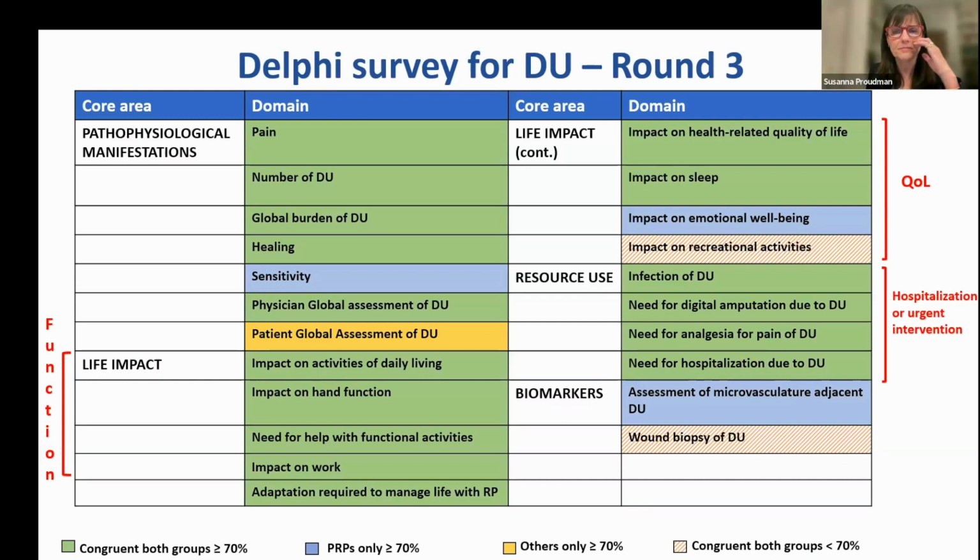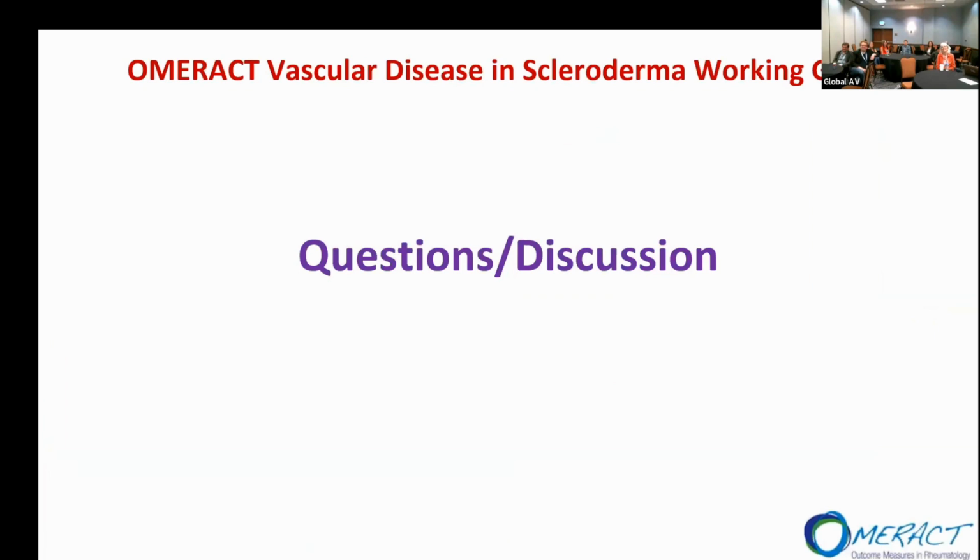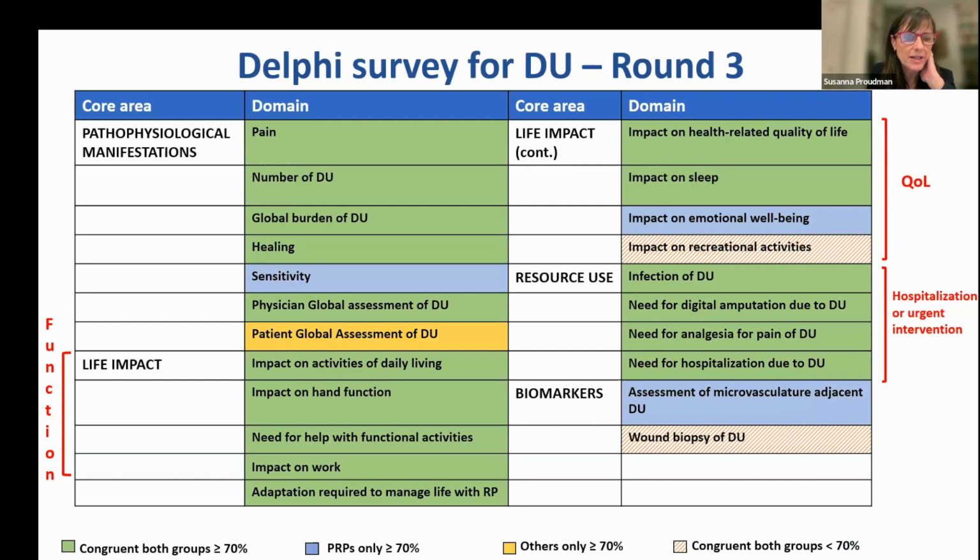But I'm going to move us on because we now come to our draft core set, the moment you've all been waiting for. Susanna, do you want to make a final comment? I'll keep it quick. Just to say that the definition provided for the respondents was: a patient global assessment was the patient's assessment of all the ways in which digital ulcers impact on a patient's health and well-being.